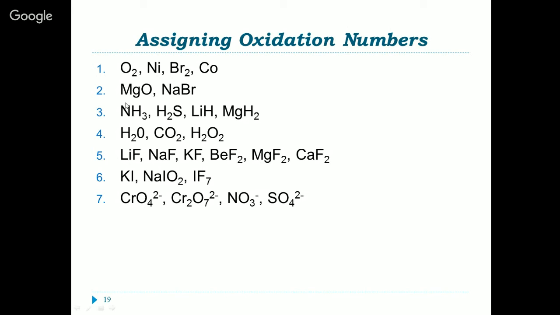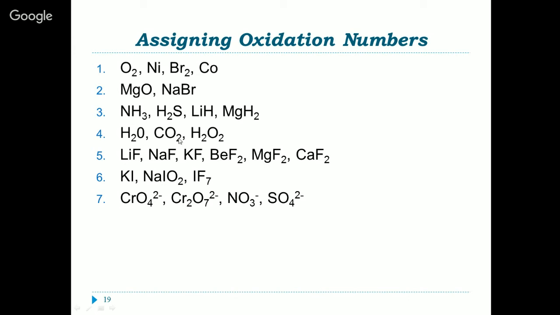Line 3 here, I see different compounds all containing hydrogen. In this one, I see hydrogen with nonmetals, and in that instance, hydrogen will be a +1. When I have hydrogen bonded to metals, these are called hydrides, and hydrogen is negatively charged. Why? Because the metal is going to be positively charged. So hydrogen has two choices: generally +1 with nonmetals, and negative with metals.